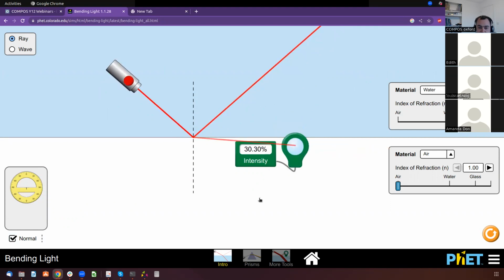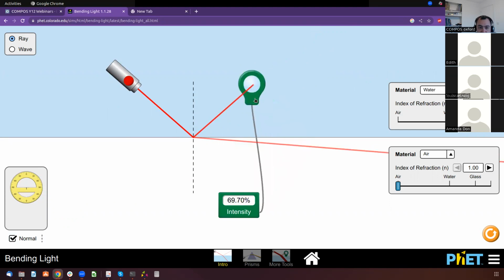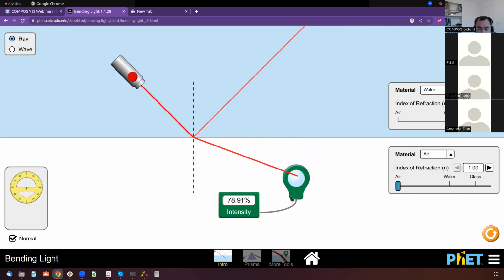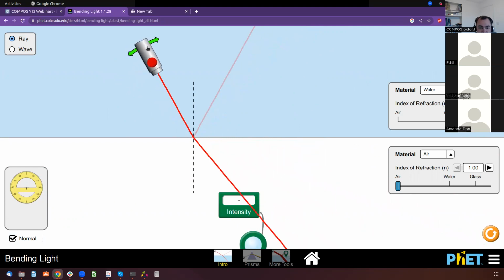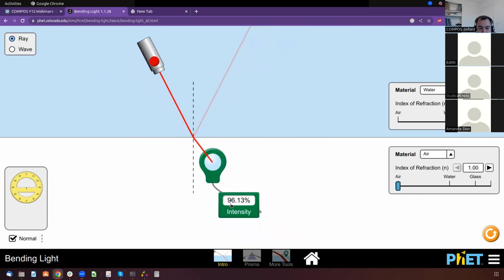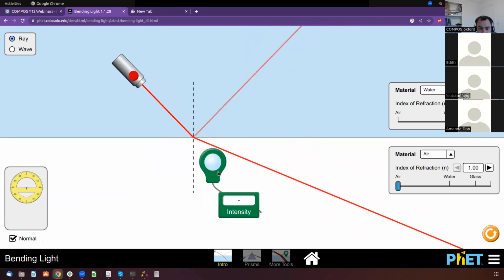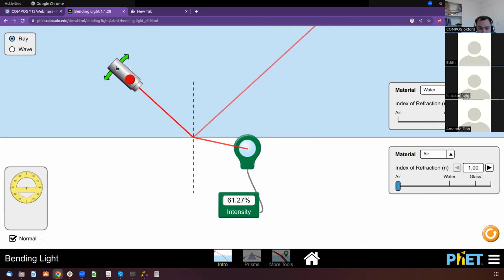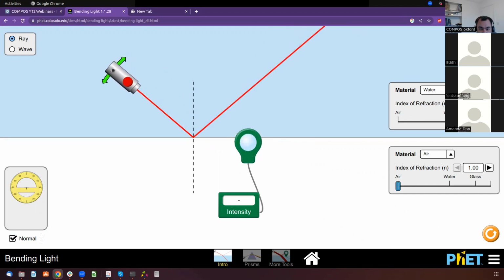And you can see that here it's 30%, 100%, 69%, 69% and 30%. And the bigger the angle, the bigger the percentage. So you can see, like here, 96% of the energy goes through. At this angle, 81% of the energy goes through. And the bigger the angle, the less energy goes through. And by the time we reach almost critical angle, this percentage drops to 0.